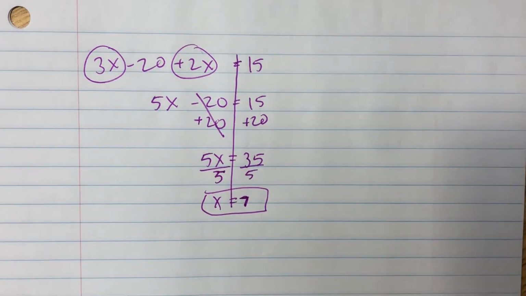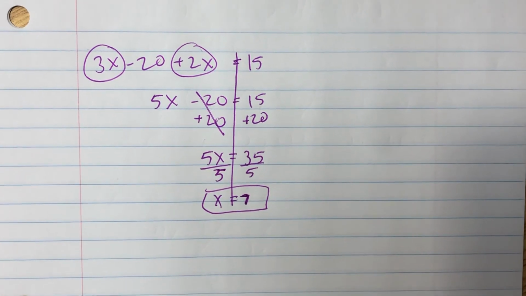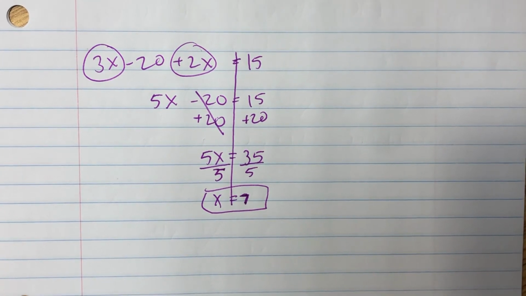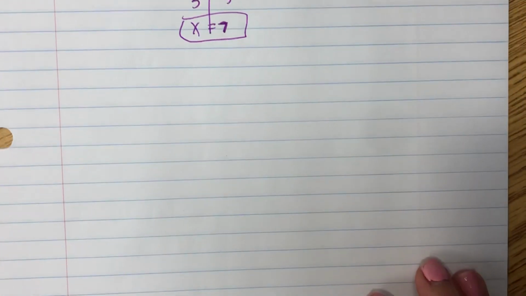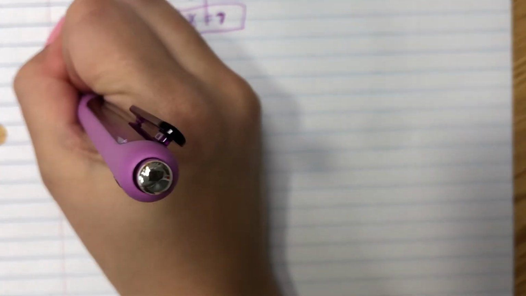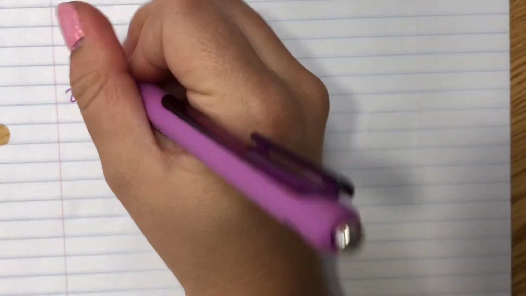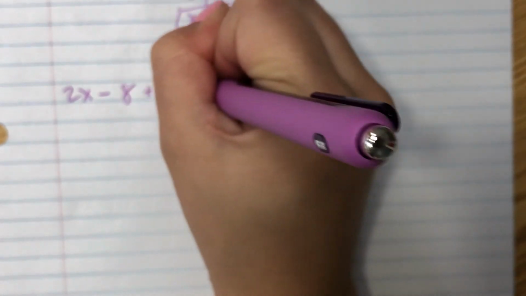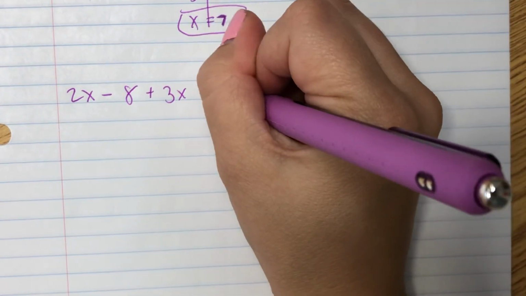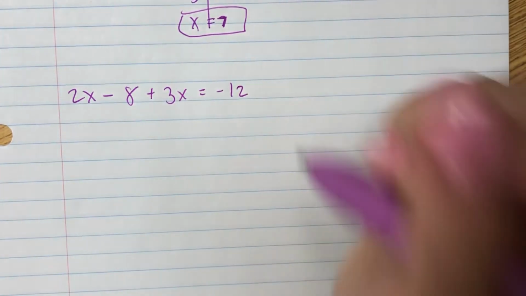All right, so a lot of times these negative numbers, these integers, are tripping you guys up. I have noticed that. I'm going to try one that would help you figure that out, okay? So let's see, 2x minus 8 plus 3x equals, and I know these are easy numbers, but we're just going to do it anyways.